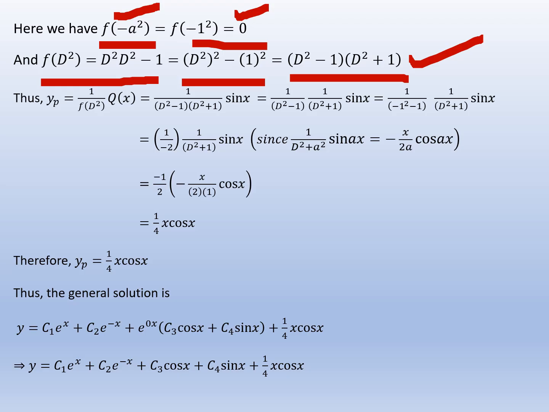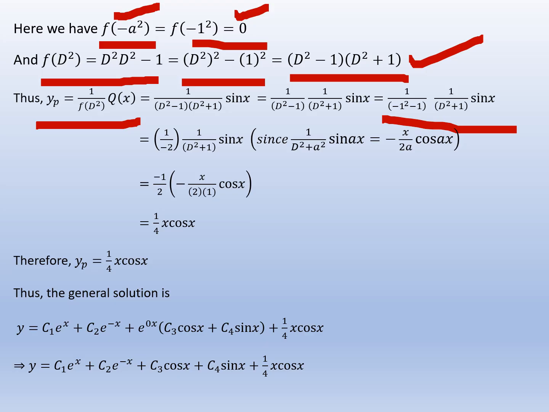So we write our particular integral yp = 1/f(D²) Q(x), which is equal to 1/((D² − 1)(D² + 1)) sin x, which is equal to 1/(D² − 1) · 1/(D² + 1) sin x, which is equal to 1/(−1² − 1) · 1/(D² + 1) sin x.